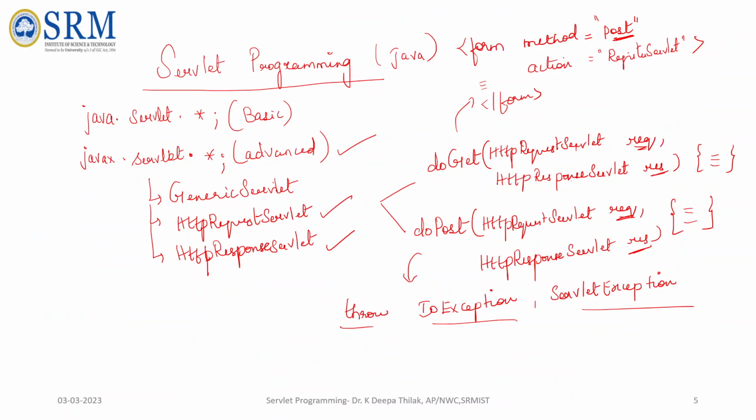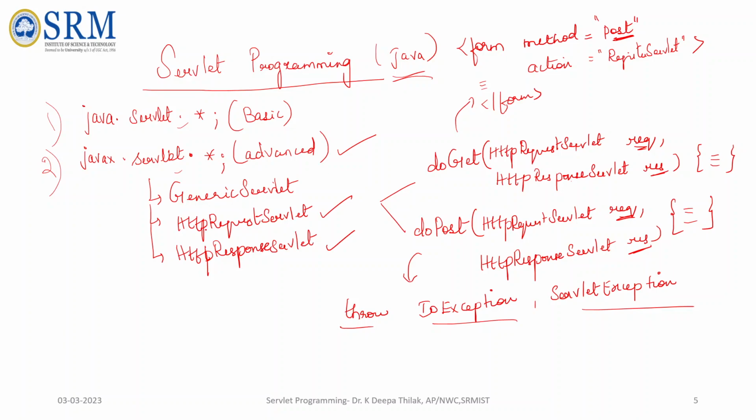With these basics of servlet, we should know how to write programs in Java for servlet. In Java, we know that everything is under a package, right? For servlet also we have two packages, java.servlet.x and javax.servlet.x. This is the basic one and this is the advanced one. Most people will be using the advanced one. And this dot star represents that whatever class is inside the servlet will be accessible through this statement.